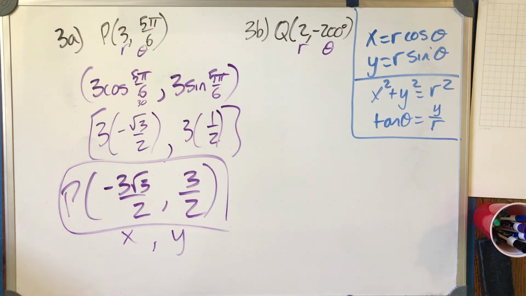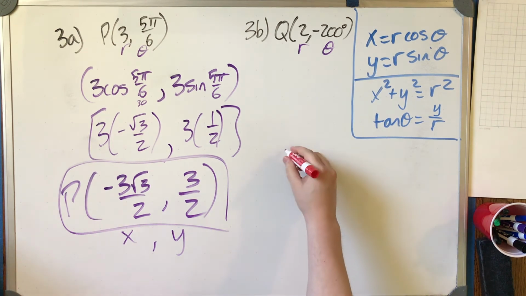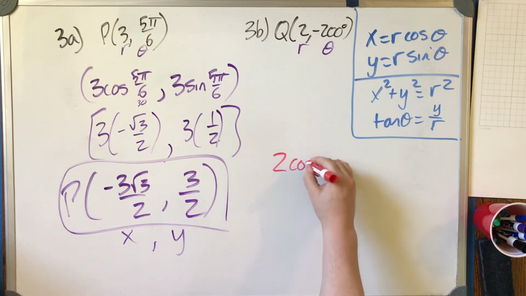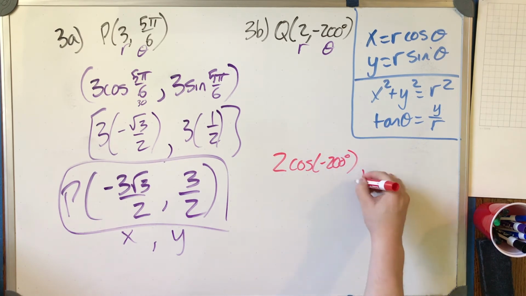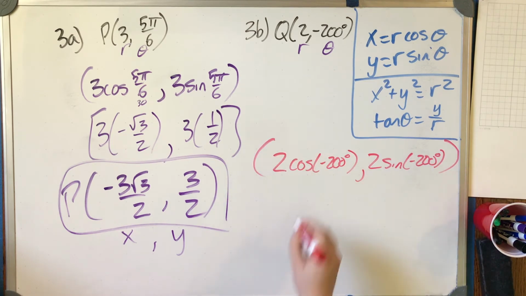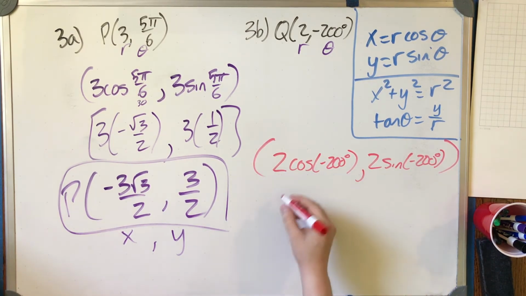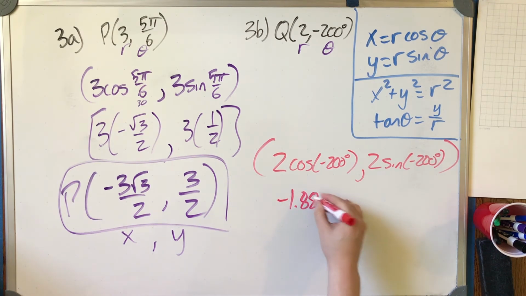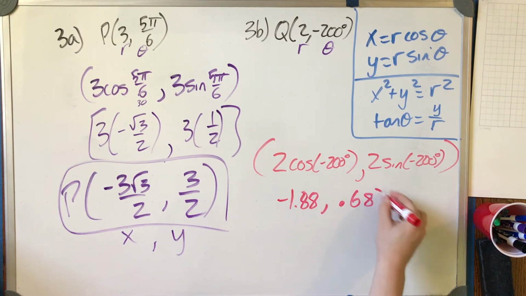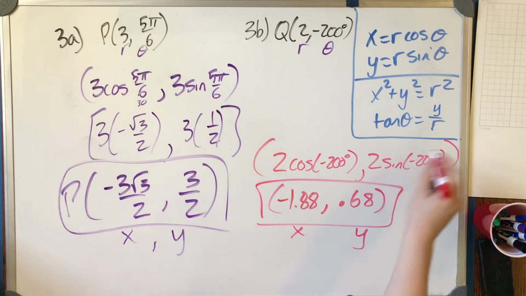Part B is going to be the exact same thing. So I'm going to just do it down here because I have a little bit more space. So I'm going to get 2 cosine negative 200 degrees and 2 sine negative 200 degrees. And I'm just going to type these into the calculator. So we get negative 1.88 and 0.68. Now it's really important that you remember that you need to be in degree mode because we're using 200 degrees. Your calculator was probably in radians, so you might want to switch that out.